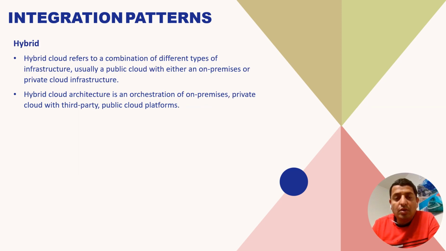Hybrid cloud refers to a combination of different types of infrastructure, such as an on-prem solution with a combination of a cloud-based solution. It is an orchestration of an on-prem private cloud with a third-party public cloud platform for bringing efficiency into the data storage as well as exchange of information.